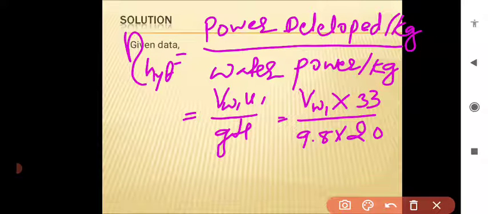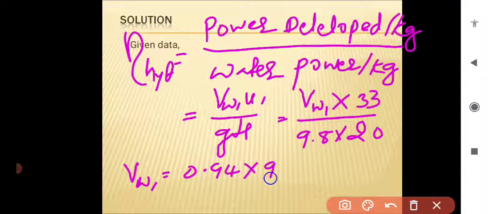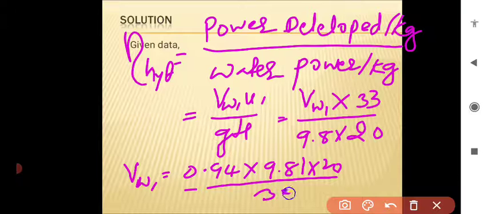So Vw1 is equal to, the hydraulic efficiency is equal to 94%, so that is 0.94 into 9.81 into 20 by 33. Okay, calculate it, you will get the Vw1 value. So Vw1 is equal to 0.56 meter per second.